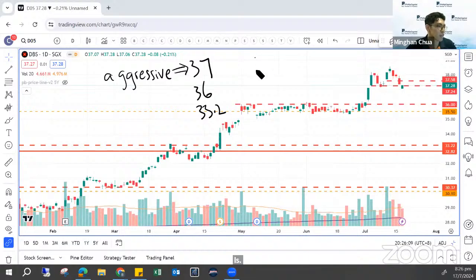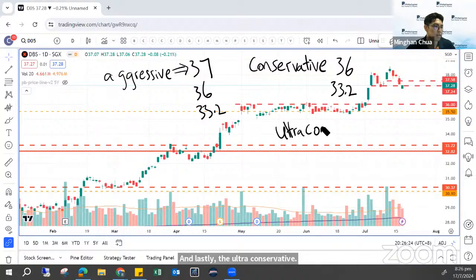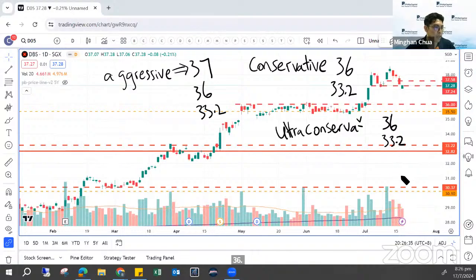So the conservative one, you will not go in at 37, you'll just wait for 36. And then you'll go in the second half at 33.2. And lastly, the ultra conservative, you will go in at 36, 33.2, and maybe even 32.8, thereabouts.